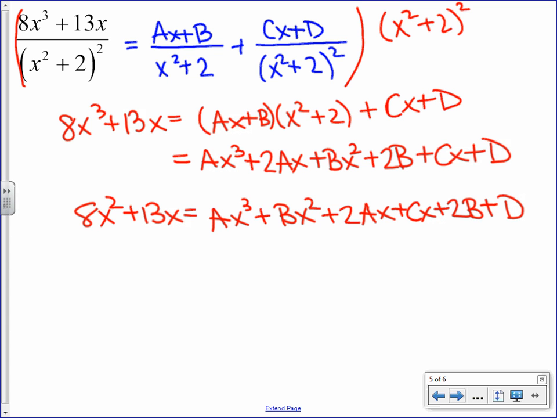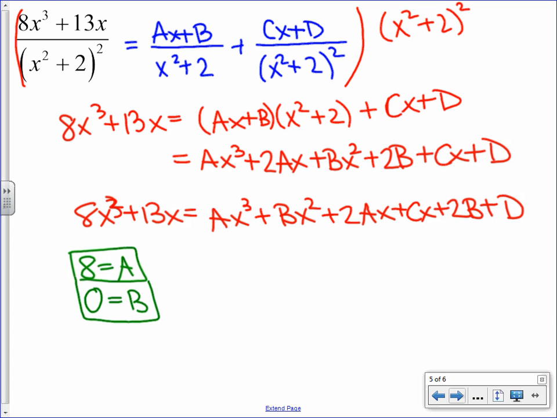All right, so, whoops. This is 8x cubed, right? Plus 13x. Okay, so our coefficient of x cubed is 8. So what is the same as 8 on the right side? A. Ooh, that's nice, isn't it? Okay. What's the coefficient of x squared? 0. What are our x squareds on the right? And b. Ooh, look at that.